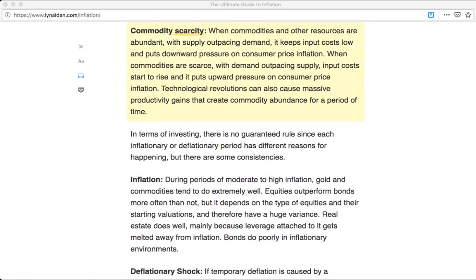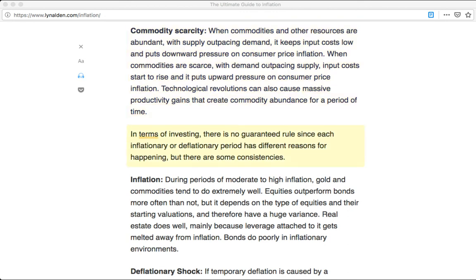Commodity scarcity. When commodities and other resources are abundant, with supply outpacing demand, it keeps input costs low and puts downward pressure on consumer price inflation. When commodities are scarce, with demand outpacing supply, input costs start to rise and it puts upward pressure on consumer price inflation. Technological revolutions can also cause massive productivity gains that create commodity abundance for a period of time.